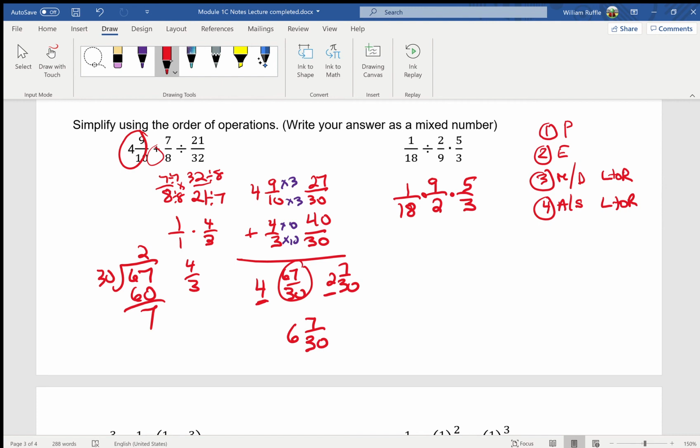Now the first thing I notice is this 9 and 18 reduces, so I'm going to divide each by 9. So I have 1 over 2 times 1 over 2 times 5 over 3. Now, there's nothing left here to reduce. 1 times 1 is 1 times 5, so it's 5. 2 times 2 is 4, 4 times 3 is 12. And I get 5/12. Now, the number on top is smaller, so I don't have to change this to a mixed number because it's not an improper fraction. That would be the end.